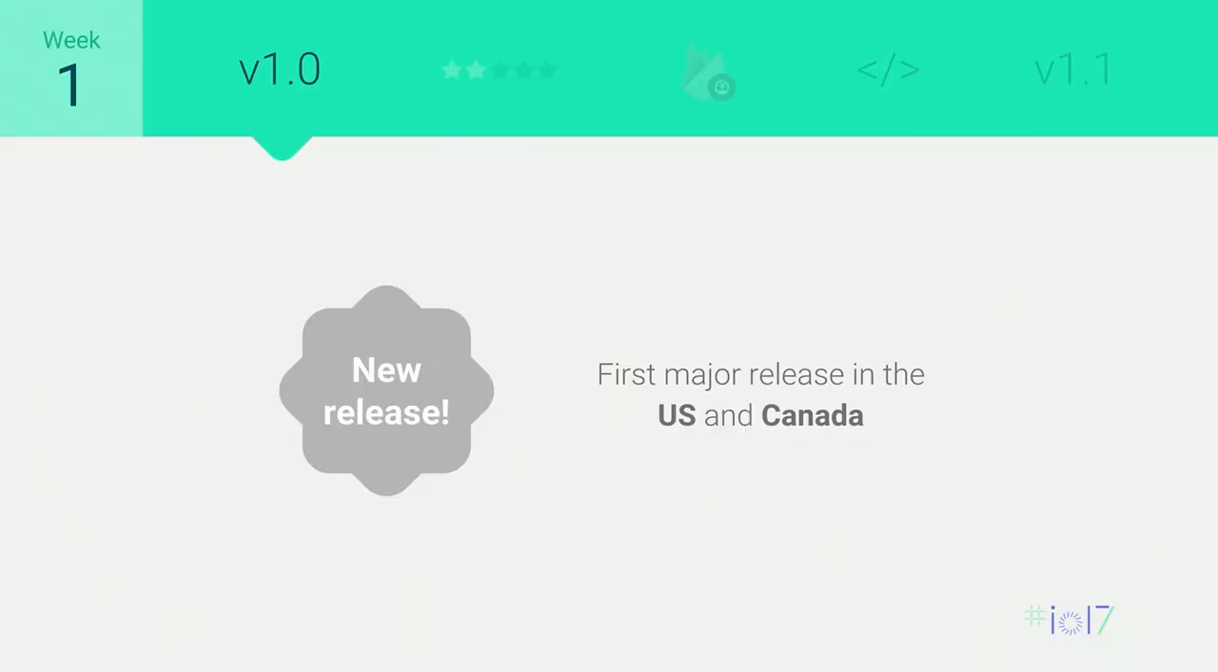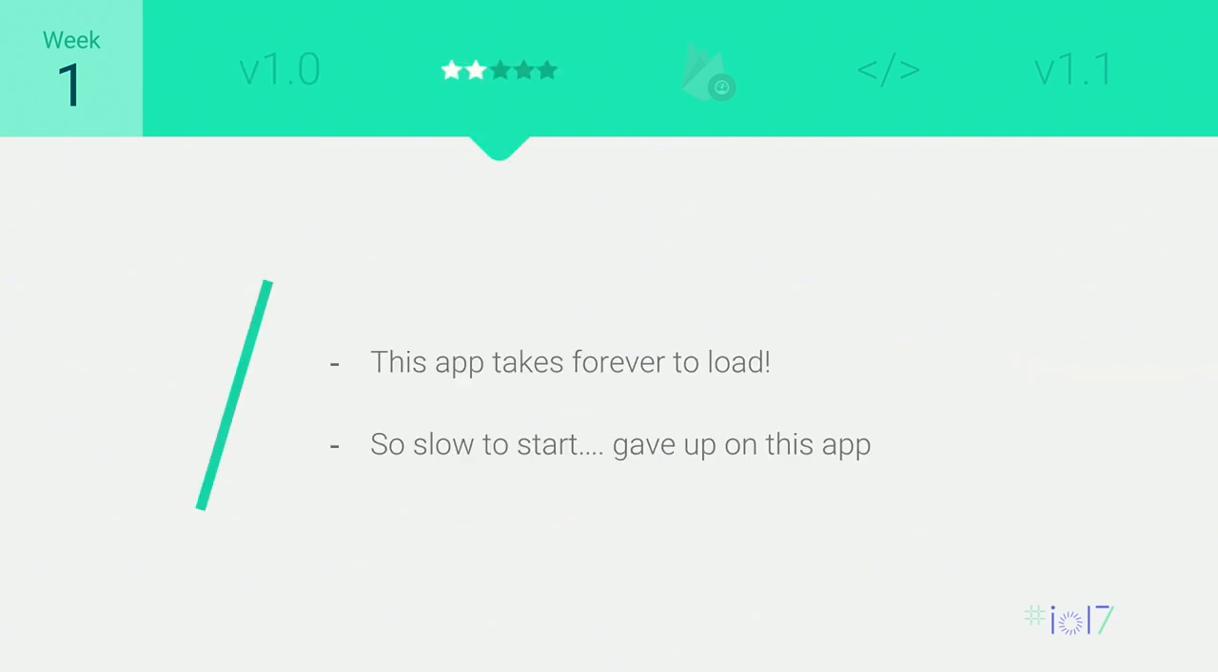So on the first week, Jane gears up for the first major release. So far, she's been building a bunch of experimental releases. And this is the week she releases version 1.0. And the e-commerce app she works on operates in the US and Canada. And we're off to a rocky start.